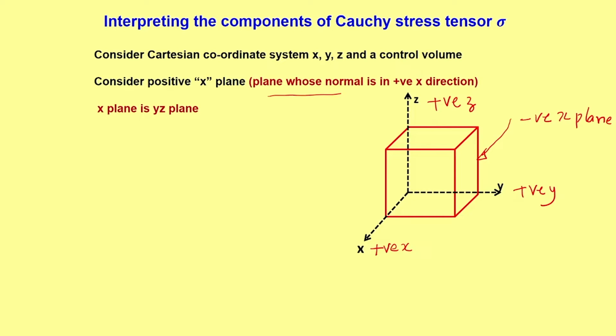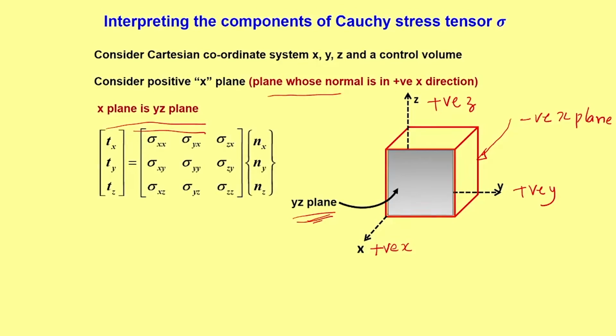So, you need to understand this very carefully. Consider positive x plane. So, we are talking about this particular plane, that is positive x plane. Why? Because normal to this particular plane x, this is the yz plane, this is y, this is z. So, this plane is yz plane. Now, for this yz plane, the normal is in the direction of x. So, that is what it means. So, positive x plane means yz plane, which is shown here. So, positive x, negative x plane, both are there.